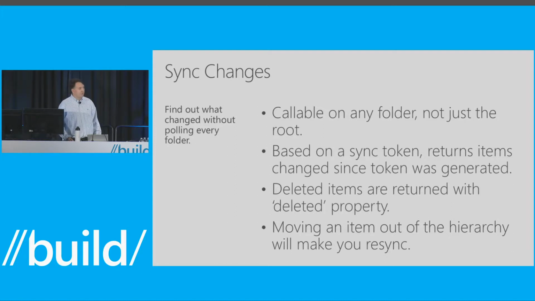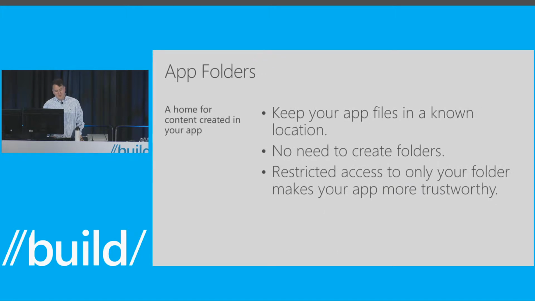You can call it on any folder, or you can call it on the root folder. If you want to know what's happening across an entire user's drive, call it on root. If you only care about your apps folder, you can actually call the view.changes API on just your app folder and find out what has changed there. It sort of works like any sync API, and I'll actually show you an example of this when we get into the demo here. The other cool thing that we added was app folders.